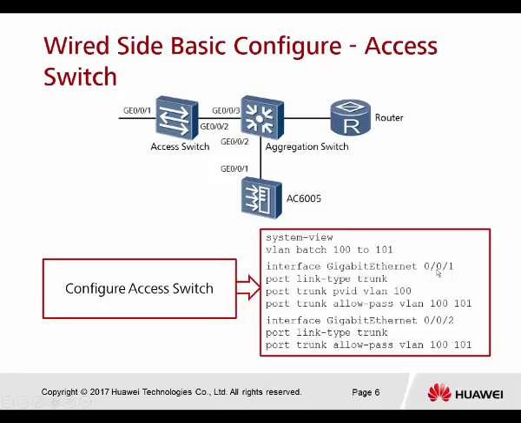Gigabit Ethernet 0/0/1, 0/0/2, trunk. Okay, this is port number 1. Right now I connected to the AP. So this AP belongs to what VLAN? So you have to change the PVID right here.